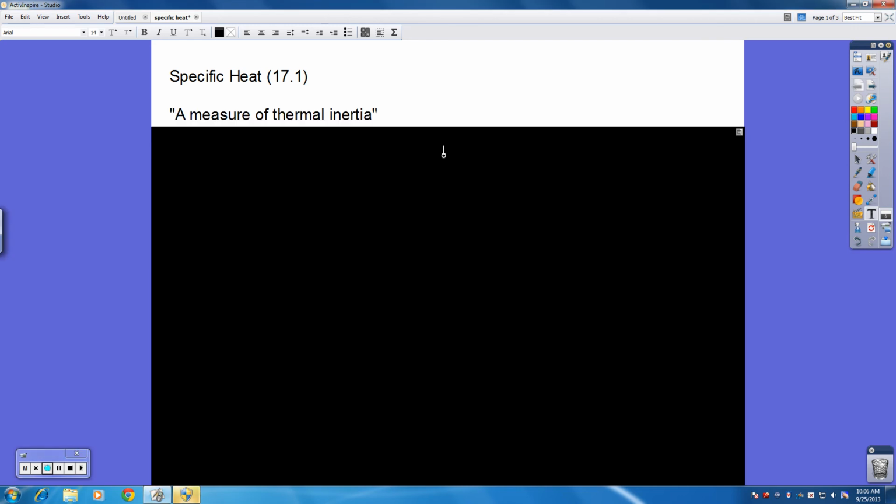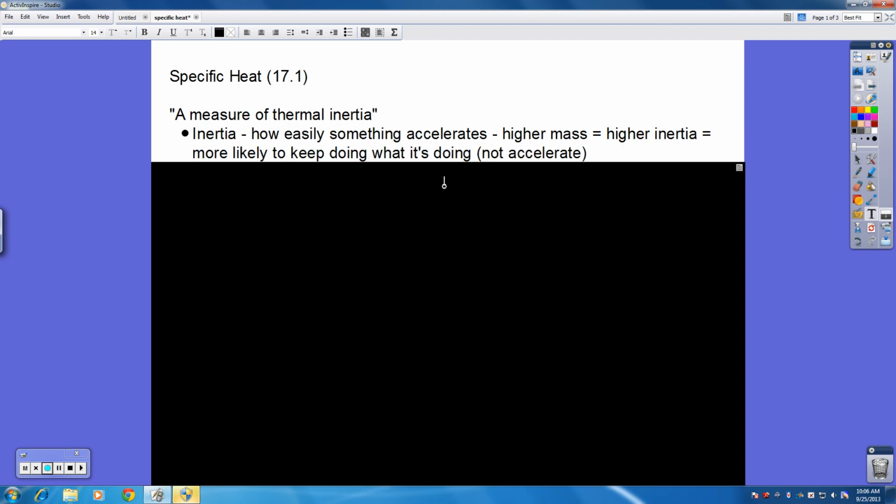So specific heat is essentially a measure of thermal inertia. We've all studied Newton's 3 laws, and we know that the first law is the law of inertia. Objects in motion stay in motion, objects at rest stay at rest unless acted on by an outside force. So let's just quickly review inertia before we talk about thermal inertia, because it's a good analogy. So inertia is how easily something accelerates. The higher the mass, the higher the inertia, meaning the more likely it is that that object will keep doing what it's doing or not accelerate.